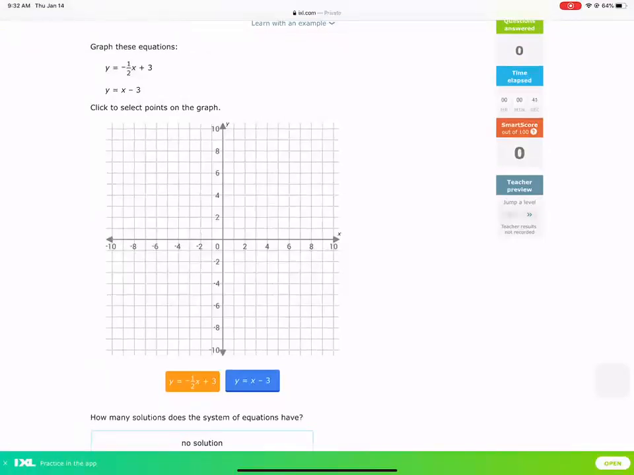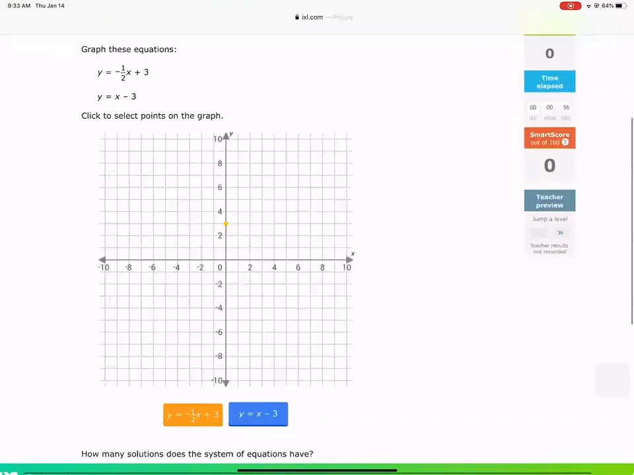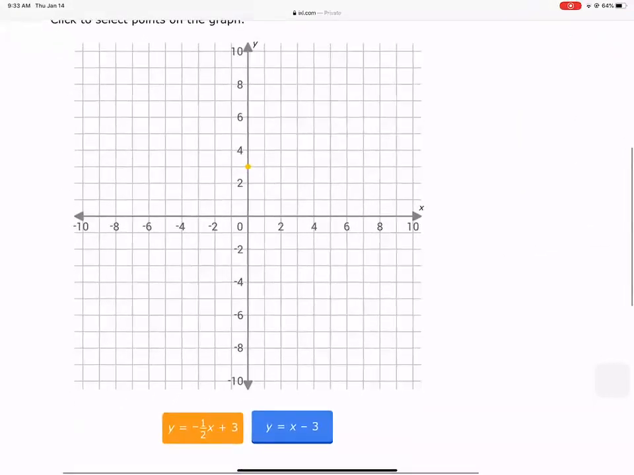Let's graph the first one, which is negative 1/2 x plus 3. You can click whichever color you want down here. I'm going to click the negative 1/2 first. We see that the slope is negative 1/2 and the y-intercept is 3. So we first put a dot at 3. You all see I put a dot at 3. And then we climb the slope, negative 1 over 2. That's my first green line.